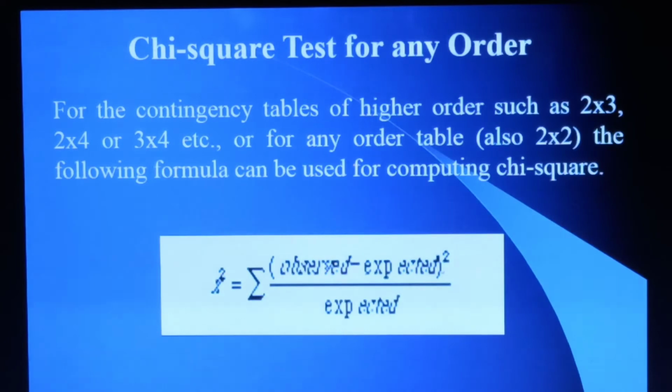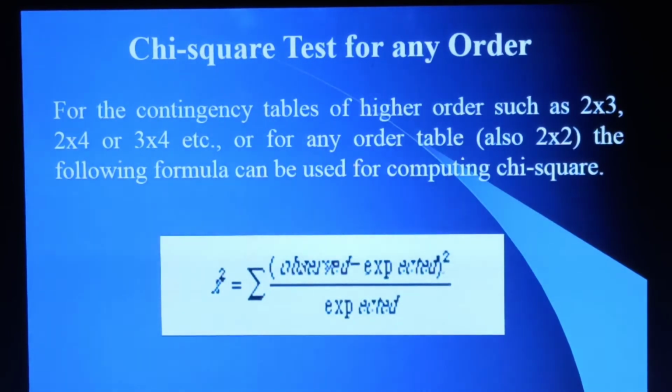So the same chi-square test can be done with a different formula. This is a generalized formula which is useful not only for 2 by 2 tables. It is applicable for higher orders also, like 2 by 3, 2 by 4, 3 by 4, and so on. The formula looks like this: chi-square is equal to the sum of observed minus expected whole square divided by expected. So this has to be calculated for each cell. We have 4 cells for a 2 by 2 table. For each cell we compute and sum them up, sigma.